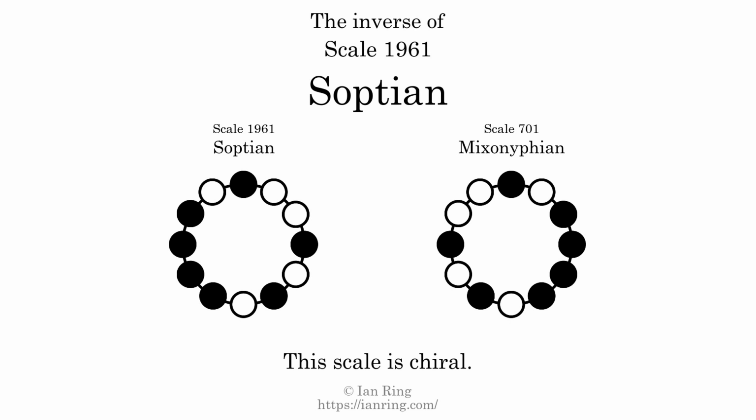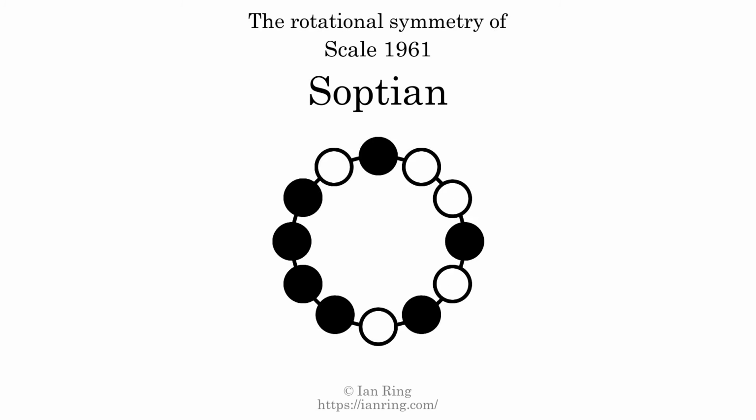The inverse of a scale is a mirror image. It is what you get when the sequence of intervals is reversed. The inverse of this scale is scale 701, also known as Mixonifian. This scale is chiral. It cannot transform into its inverse by rotational transformation. This scale has no rotational symmetry.